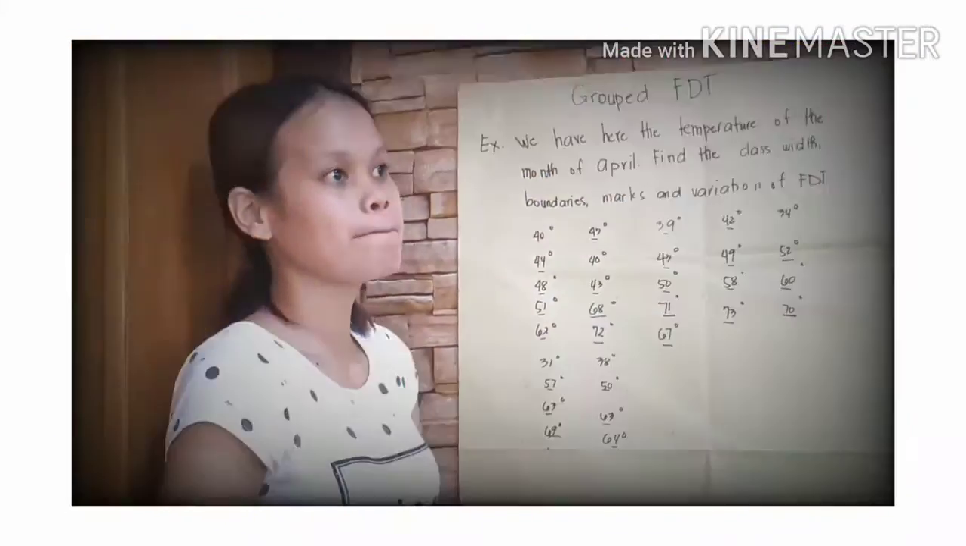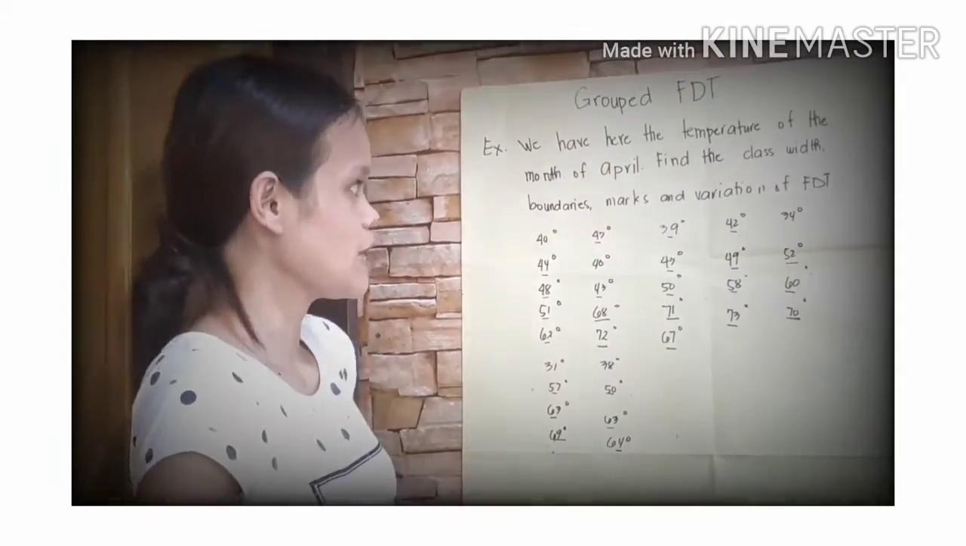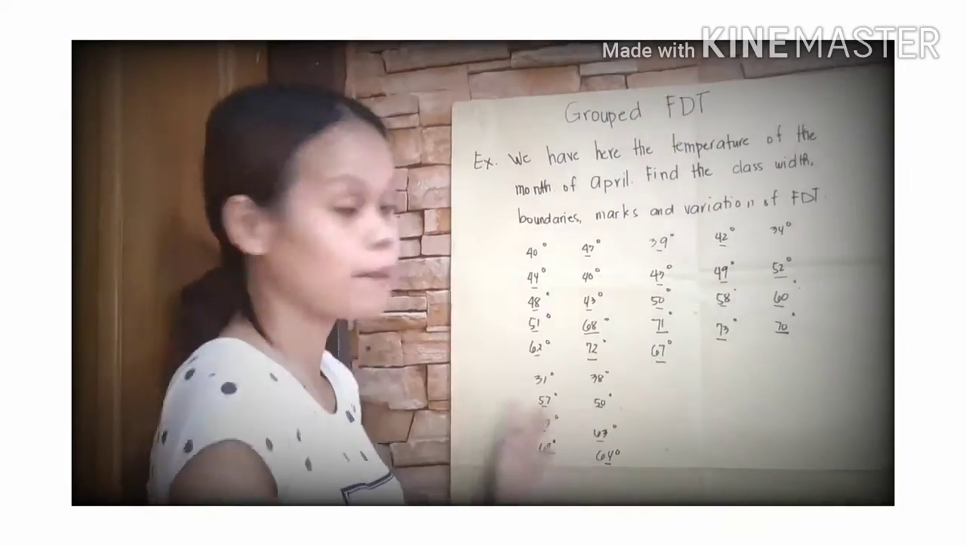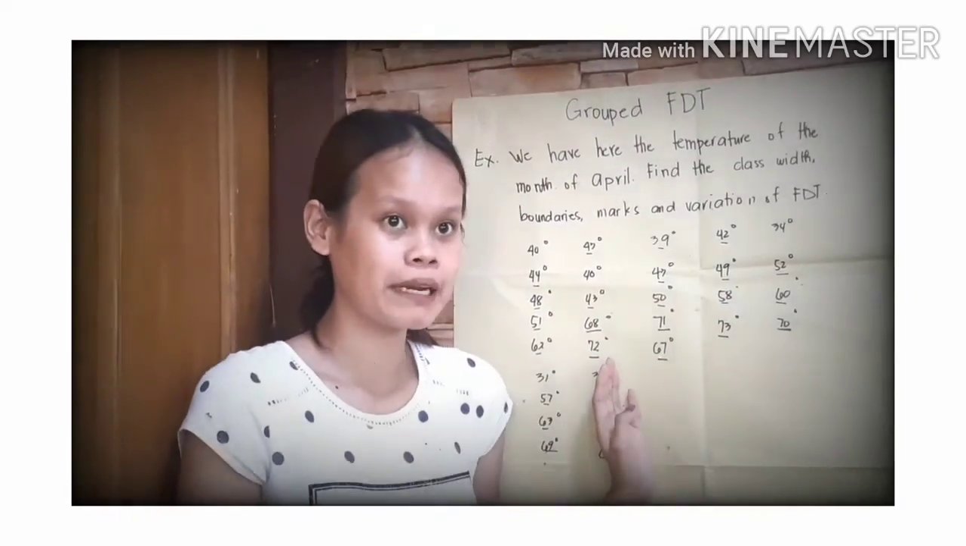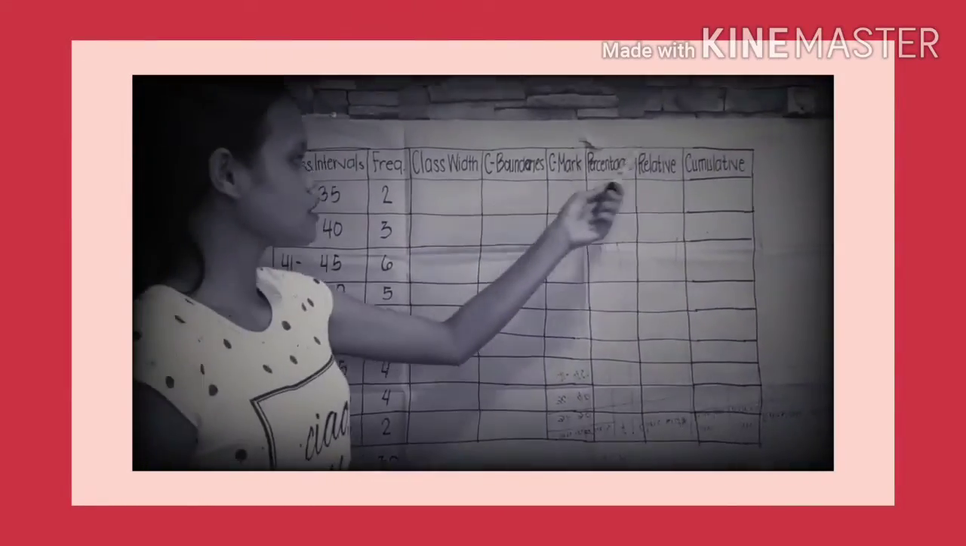So we have here an example of a grouped frequency distribution table. We have here the temperatures of the month of April. Find the class width, boundaries, marks, and the rest of the frequency distribution table. So these are the temperatures taken in the month of April. So we have here the table of our grouped frequency distribution, with the class intervals, frequency, class boundaries, class marks, percentage, relative, and cumulative.